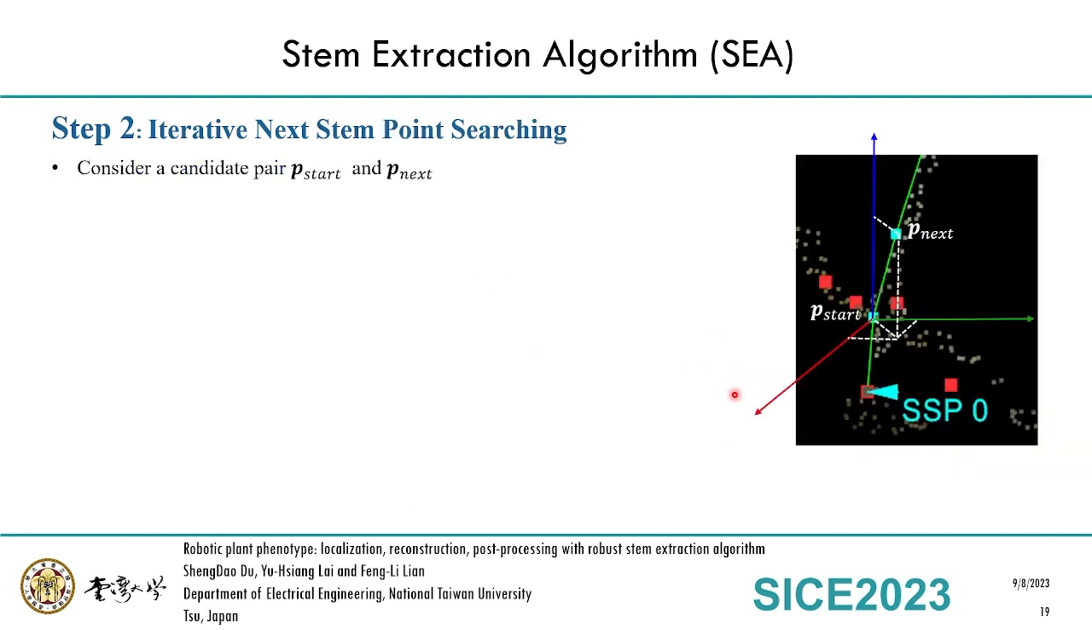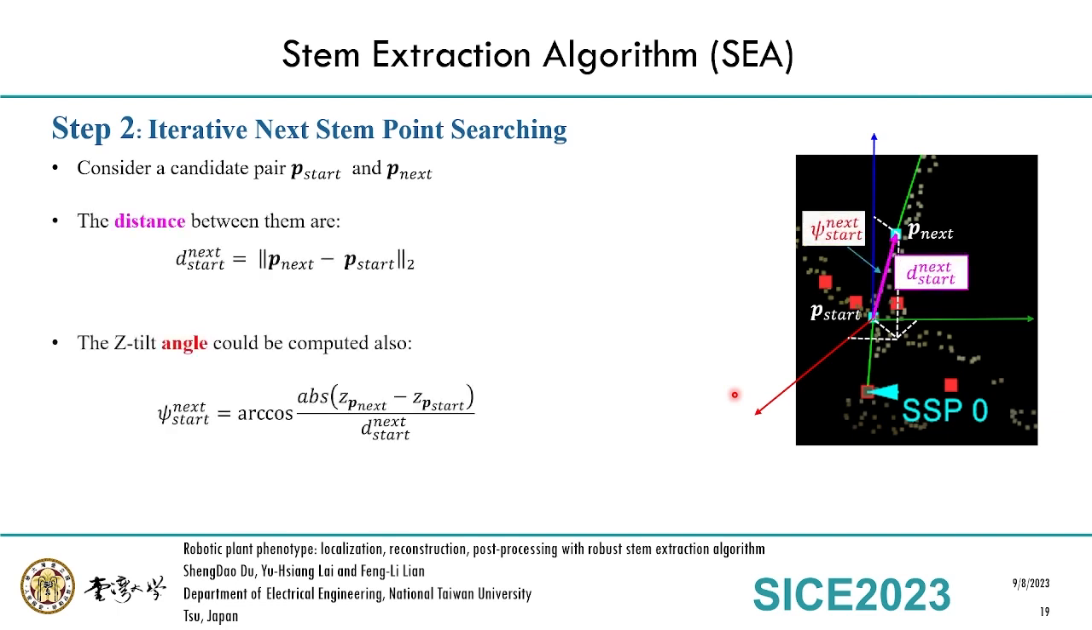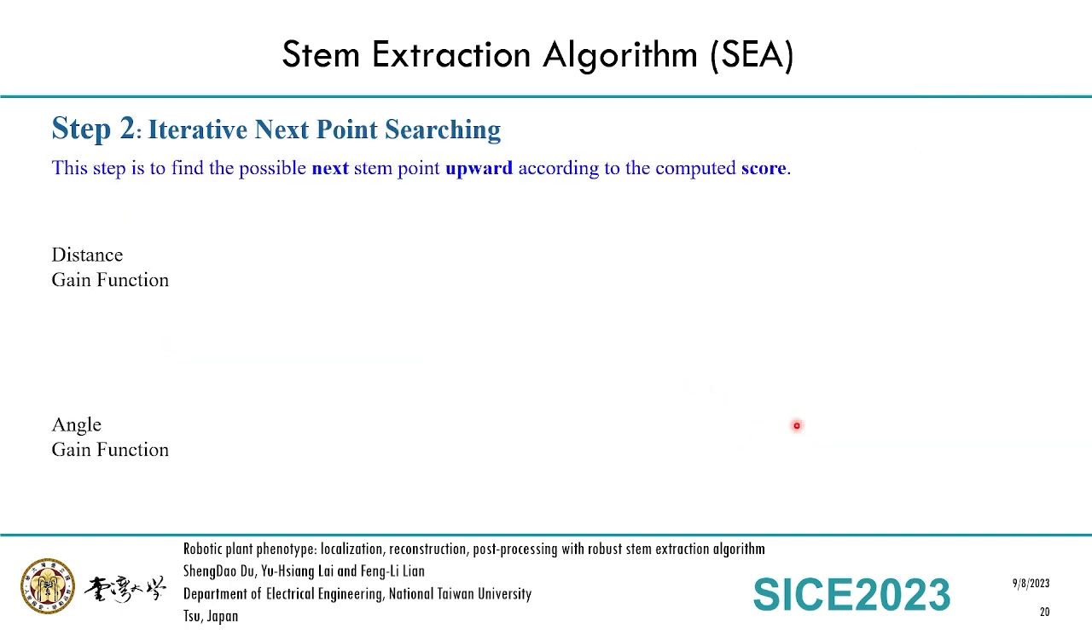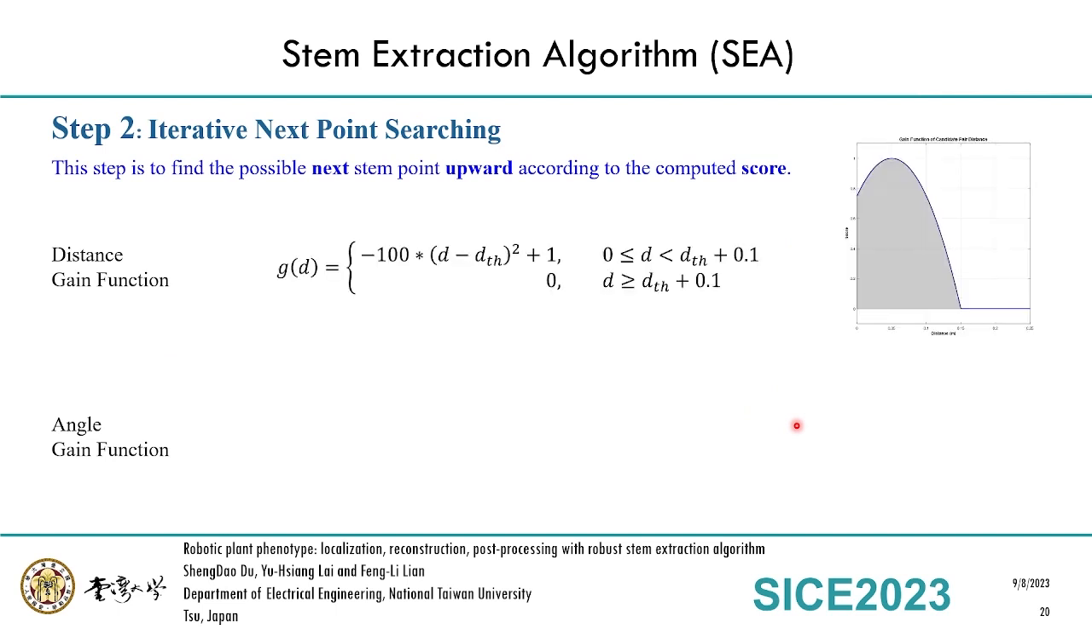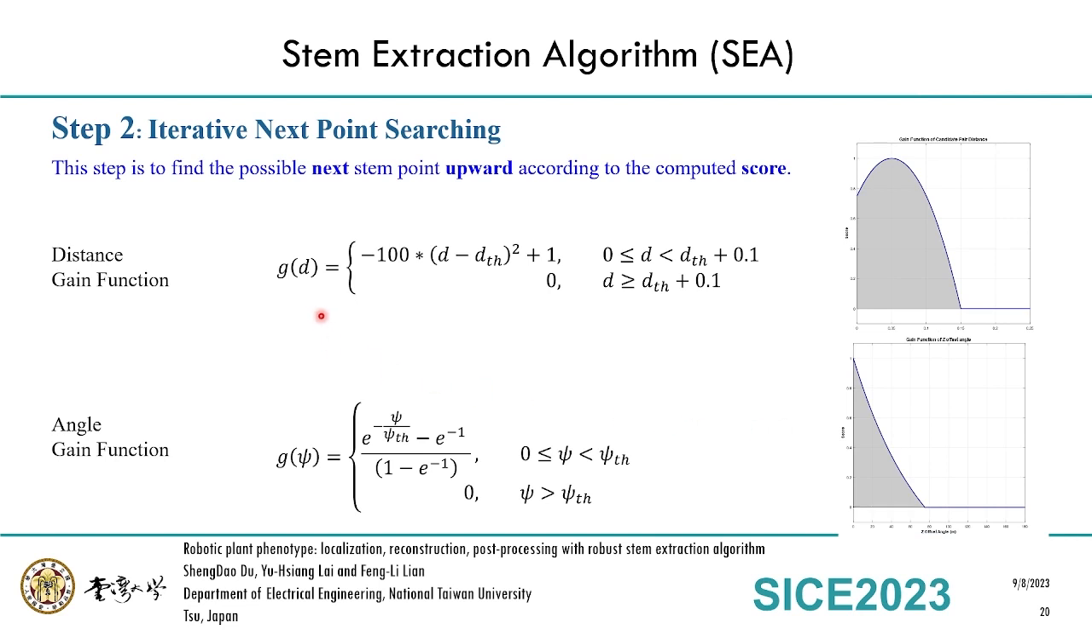So, considering the cultivating condition and heuristic sense, two parameters are used in SEA, which are distance and z-tilde angle between p-start and p-next. Because we designed two activation functions of distance and angle, which are quadratic and exponential.